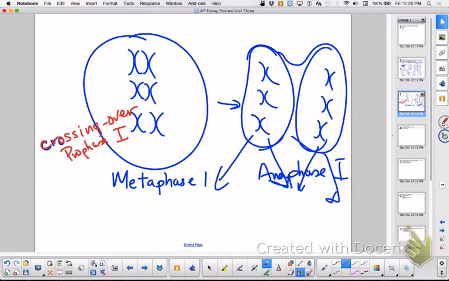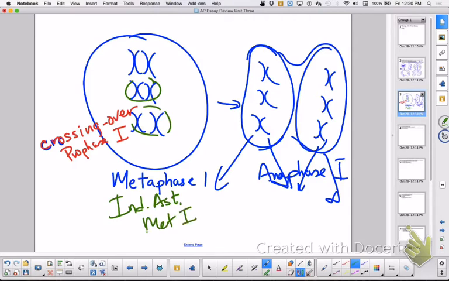Where's another place of variation? Independent assortment. Yes, independent assortment is another place. And this is because these homologous pairs can line up any which way into the other one, and that would happen during metaphase 1. Okay? And then the third way it contributes to variety is all the cells that you make, they're all going to be what kind of cells?